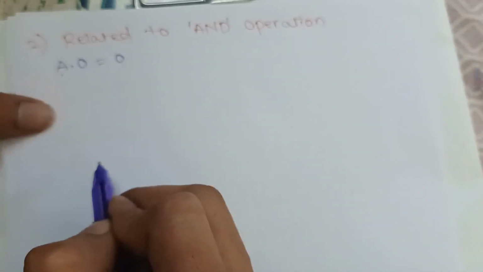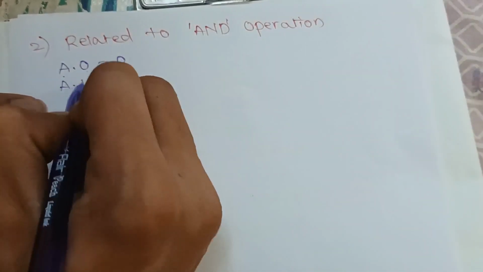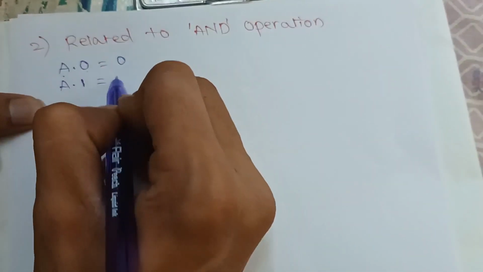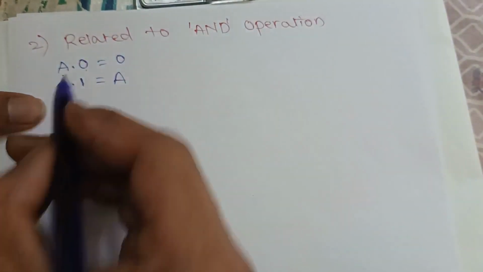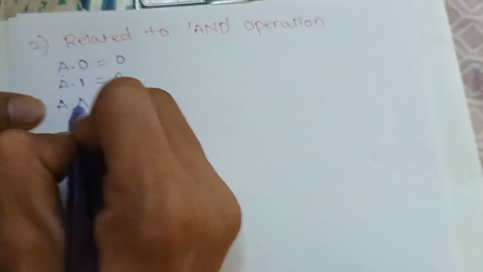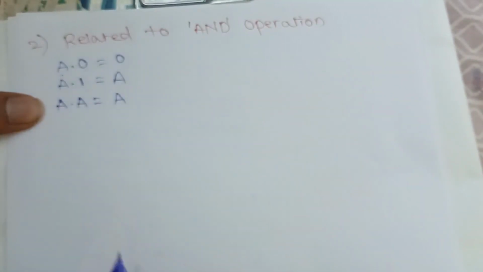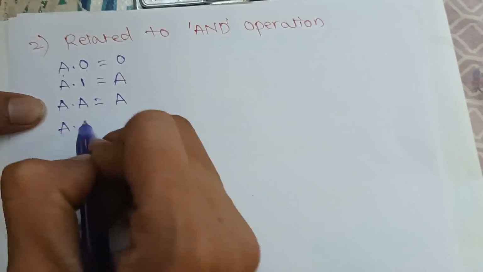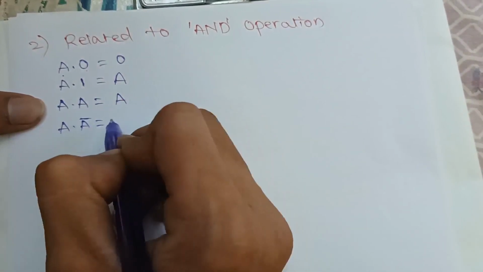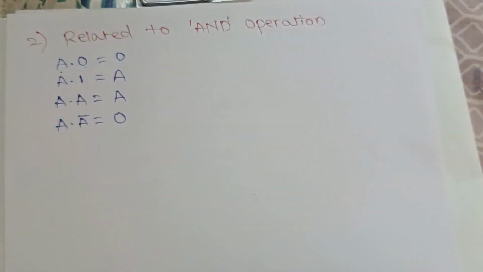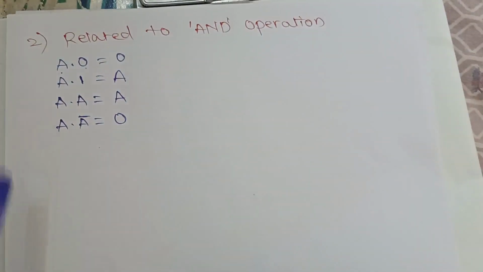Next, a dot 1 is going to be a. Next comes a dot a is going to be a. Next one, a dot a bar is going to be 0. Okay, we'll see one by one what these properties say.